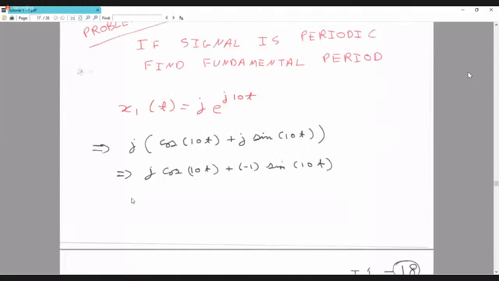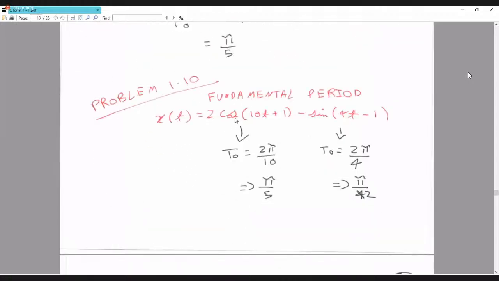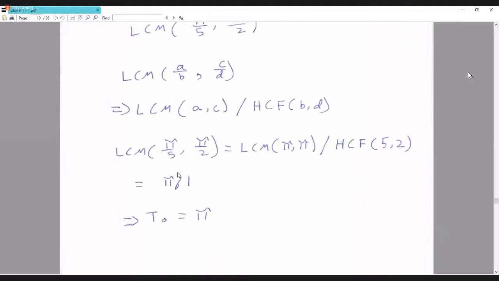Okay. Then you should be able to calculate the fundamental period. 2 cosine 10t plus 1 minus sine 4t minus 1. This is a continuous time signal. Now, whatever this number is, this is omega naught. So t naught is 2 pi divided by omega naught. You'll calculate t naught for this one, you'll calculate t naught for this one, and then you will combine them together using the LCM.